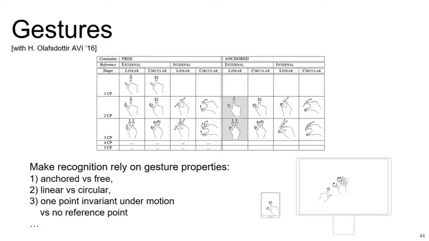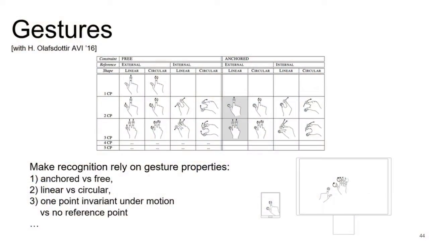So this is what we have done in this project, where gesture recognition is based on some gesture properties as opposed to their actual shape. For example, we consider whether a gesture is anchored or not, which means that it features at least one idle point during its execution or not. Another property is whether a gesture follows a linear trajectory or a circular one. And the last example of such a property is whether a gesture features a point within its envelope that remains invariant during its execution, kind of a reference point.